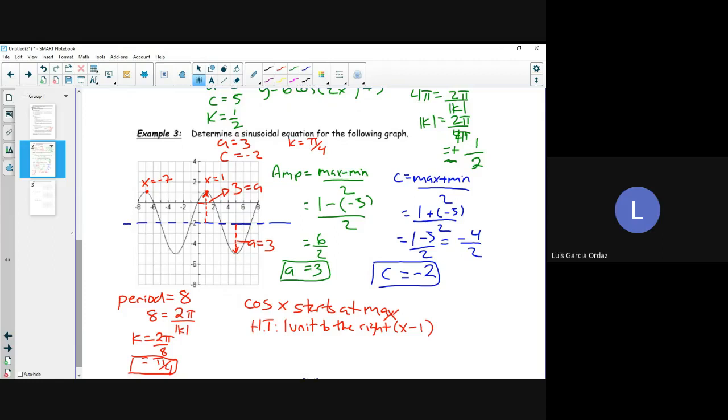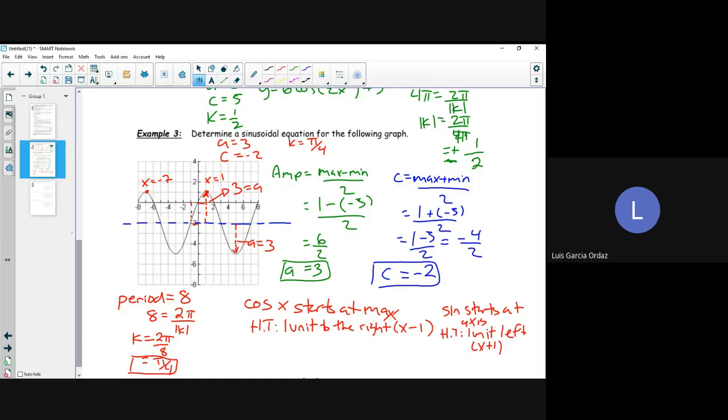Now, let's take a look at sine. So sine starts at the axis. And if we wanted this one to be a sine function, which way would we have to shift it so that it would start at the equation of the axis? Left by 1, because it's over here. That's 1. So this would be a horizontal translation of 1 unit left, or in the bracket it would be x plus 1.